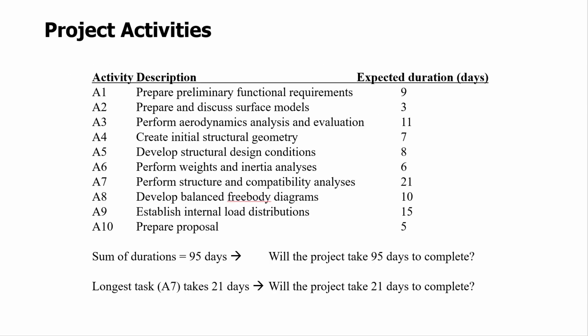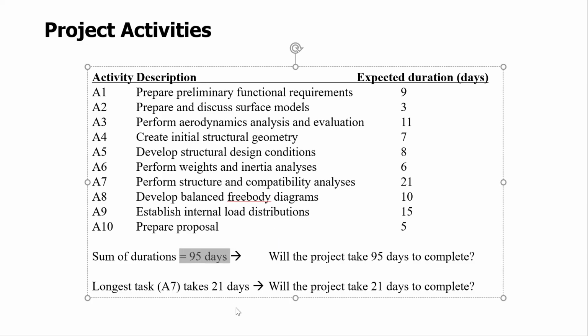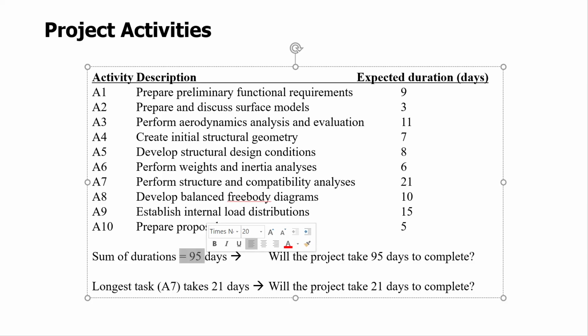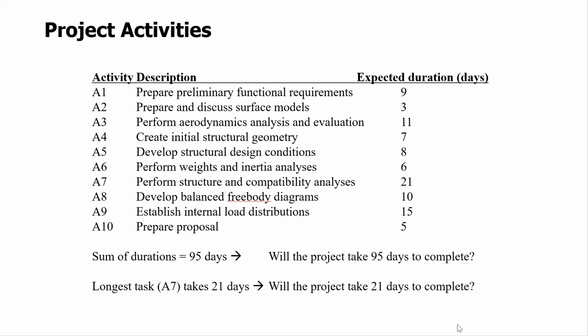So the project that we are now thinking about has 10 activities that are listed in this table. We have the symbol of the activity from A1 to A10, some description of the activity, and expected duration in days. The sum of durations is 95 days. The longest of those activities takes 21 days. So the question that may arise is, if the total of those activities is 95 days, will this project take 95 days to complete?